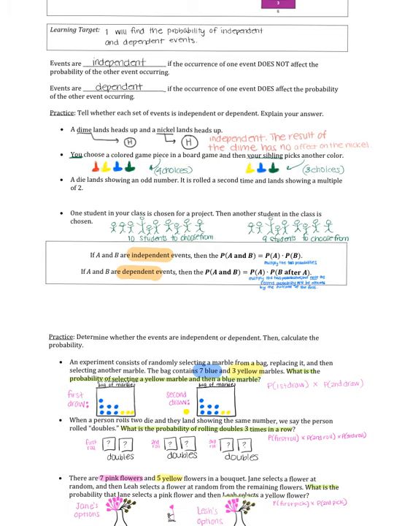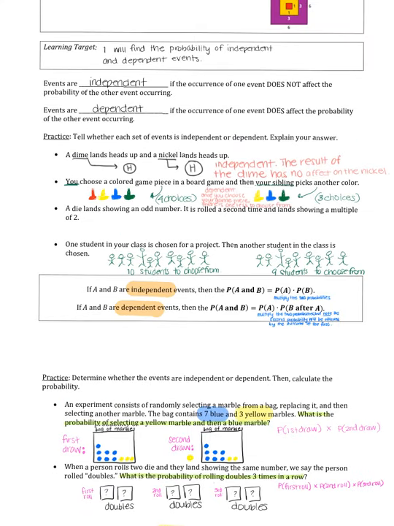This, therefore, would be a dependent example. In our third example, a die lands showing an odd number, 1, 3, or 5. It is rolled a second time and lands showing a multiple of 2, 2, 4, or 6. Your first roll and your second roll have no effect on each other. Therefore, the events would be independent, because each roll of the die has no effect on the other.